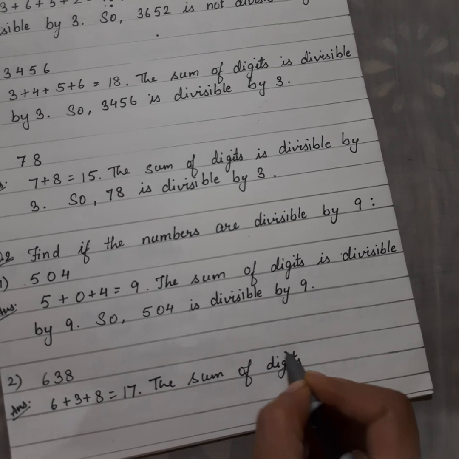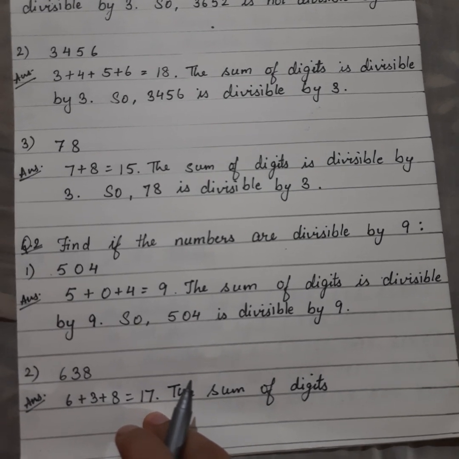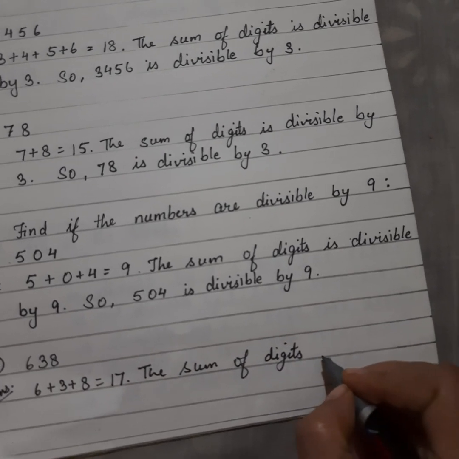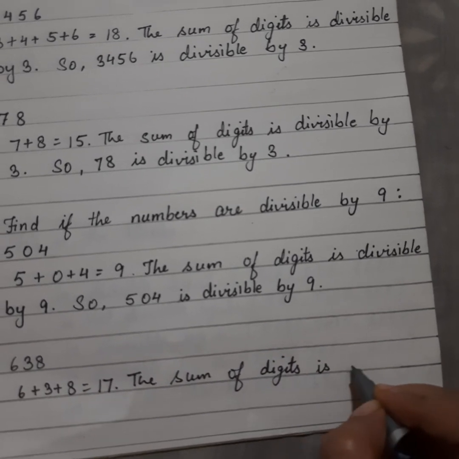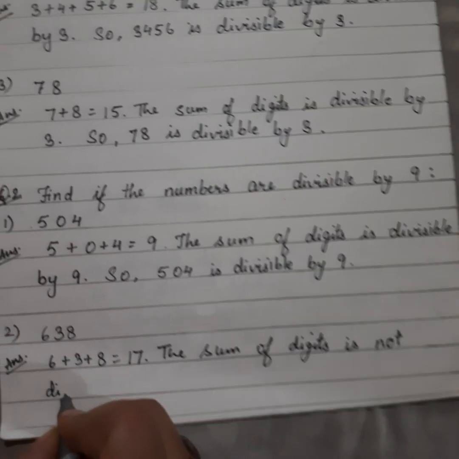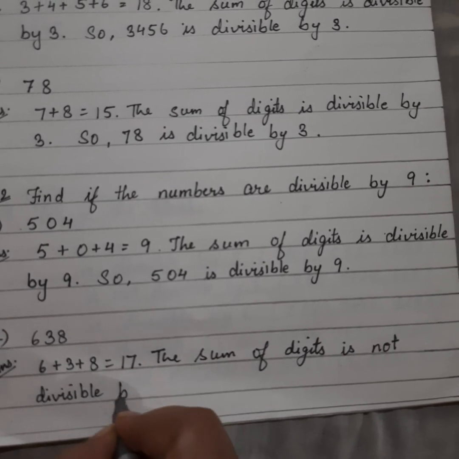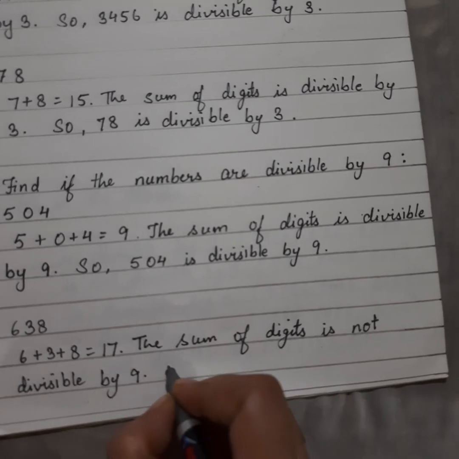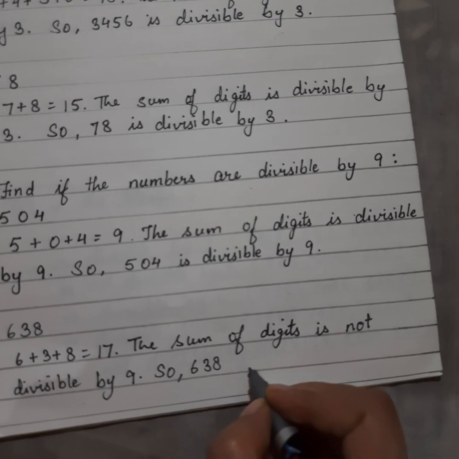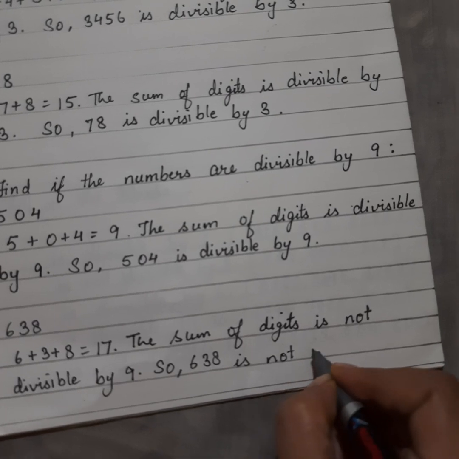digits 17. Is it divisible by 9? No, it does not come under the table of 9. So we'll write here the sum of digits is not divisible by 9. So 638 is also not divisible by 9.